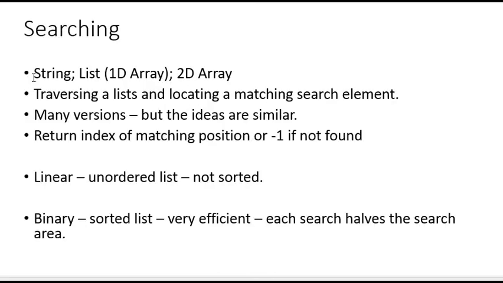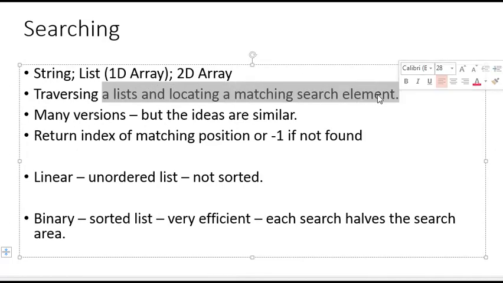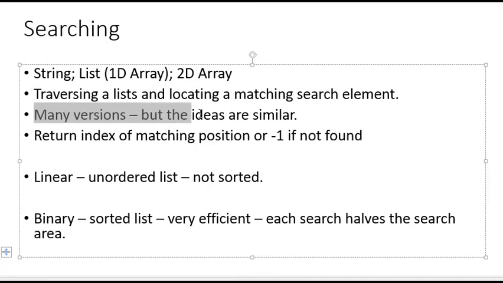So searching is going to take place over either a string, a list, or 1D array, or a 2D array. It's going to be a collection of items, and all it is, is traversing or going through. I'm going to talk about lists. It's traversing that list and locating a matching search element or item. Now there are many versions of linear and binary searches, so the ones you may see in textbooks might be a little different, but the basic idea is the same.